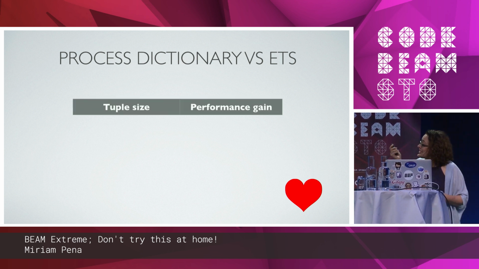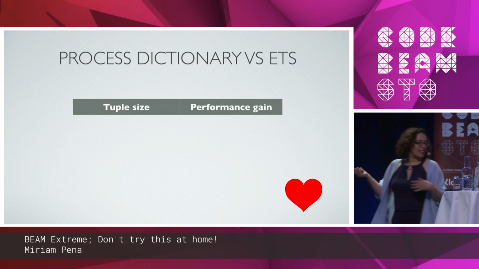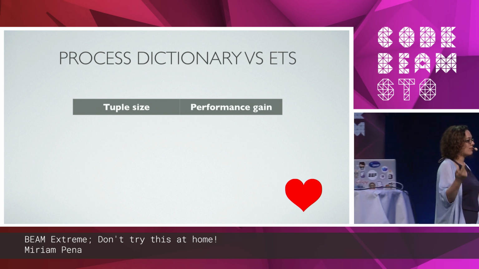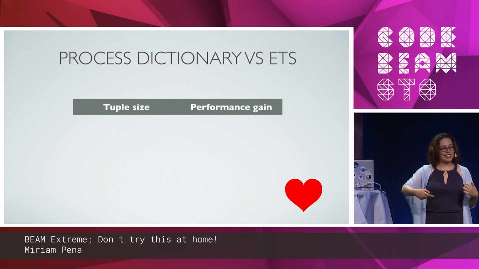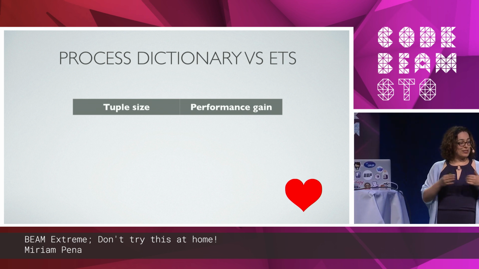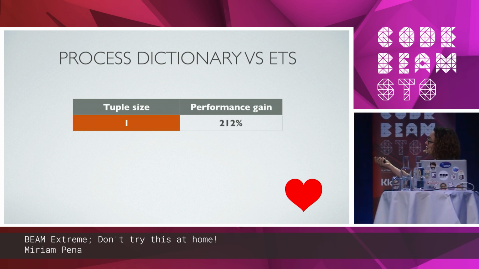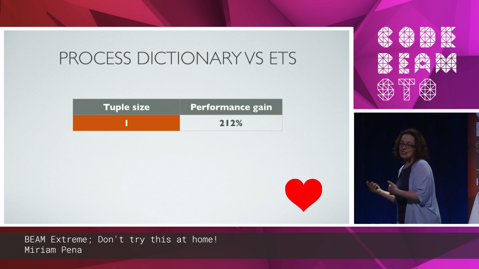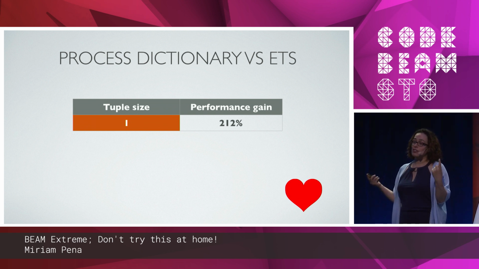And I benchmarked this. Of course, I have a process dictionary with one key and an ETS with one key. And what I benchmark is changing the value of the data I'm storing. And because I want it to be copied, I put a tuple there. So I play with tuples of very different sizes. And when the size of the tuple is 1, it's 200 percent better, which means it's twice as fast. So you can do 2 process dictionary lookups for the price of 1 ETS.